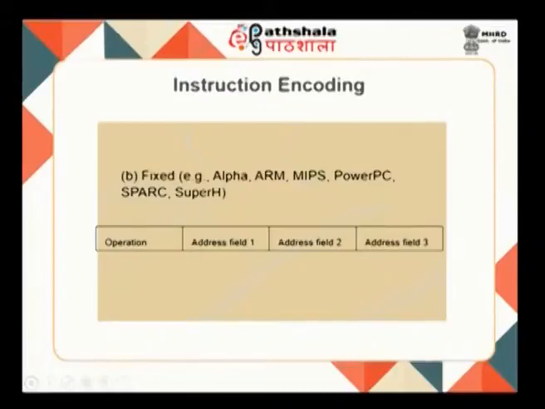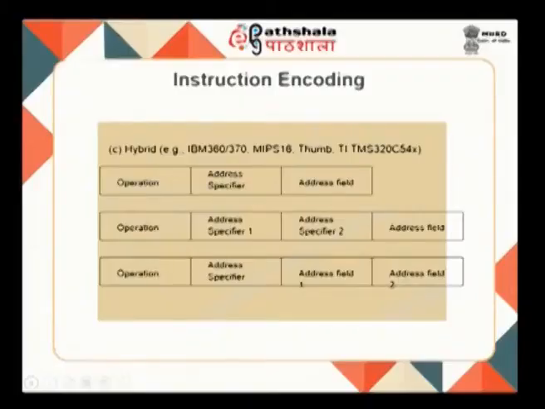When you are looking at a fixed format, all instructions have the same length. So, suppose you have 2 address fields, or 3 address fields, whatever it is, it will fit within only that particular length of an instruction. Say, for example, if you are looking at a 32-bit instruction, all instructions will be only of 32 bits, that is a fixed format.